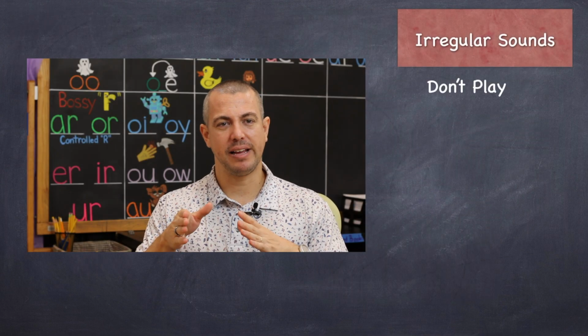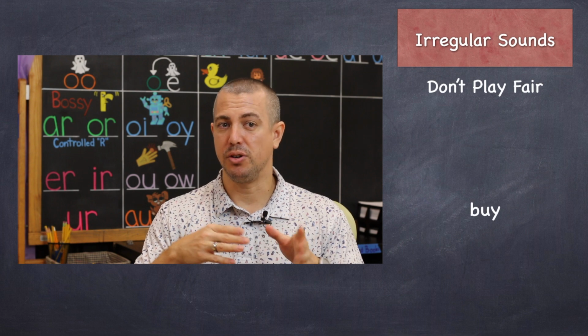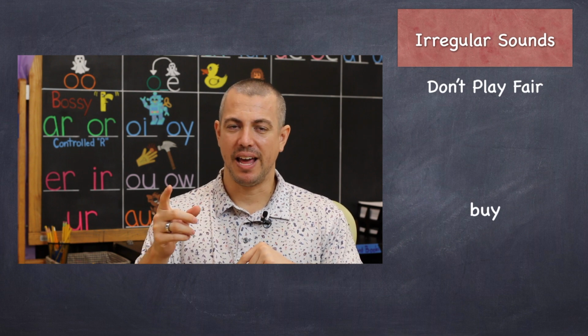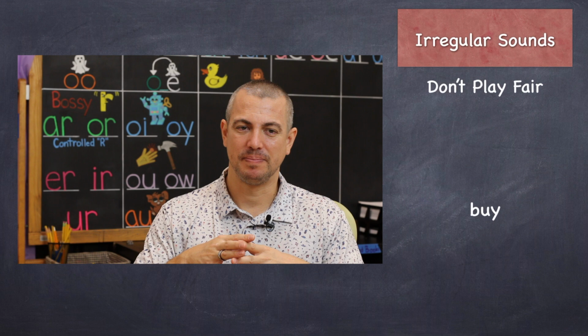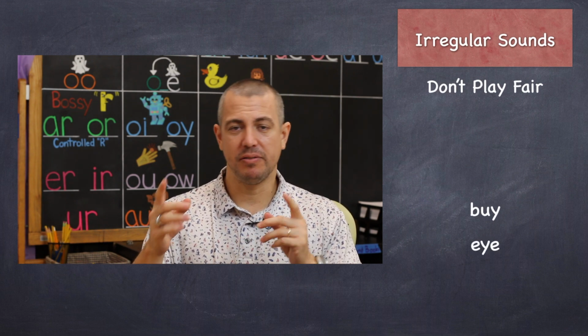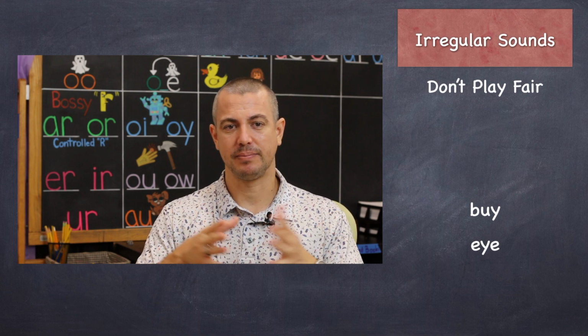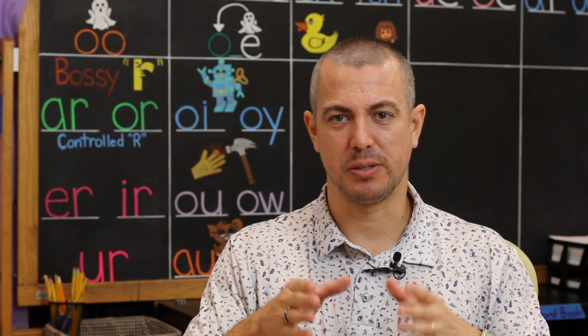We have several irregular sounds that we're also going to be looking at, which is going to be UY, in the word by, which makes the I sound. The next one will also make the I sound, but it will be put together by the letters EY in the word eye. Let's break apart these words by their rules.